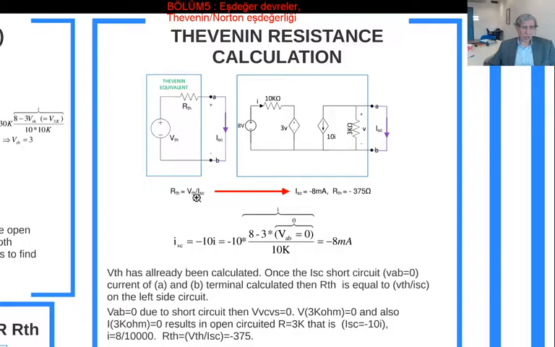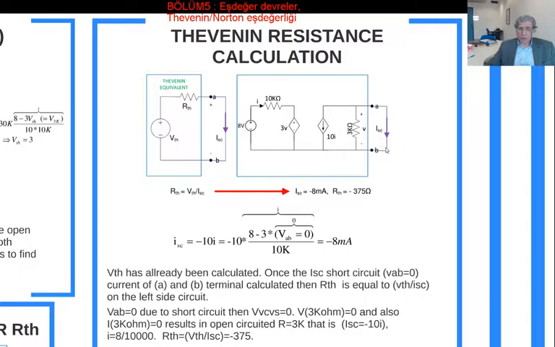VTH we already calculated. ISC, we just said how we can calculate it. For the given circuit, we are going to short circuit the terminals A and B and calculate this short circuit current. If we do this calculation, then we can find out RTH. So the problem is transferred to another problem of finding a current within a circuit. We know circuit analysis, so we could use any method we like and then find this current.